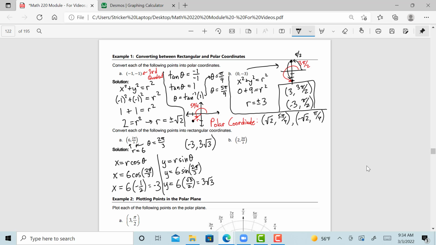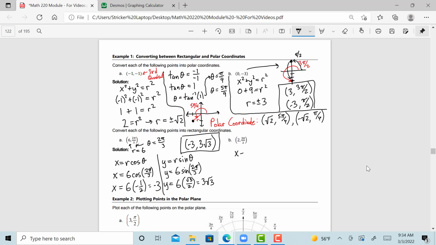That's our y value. Okay, so I did part A. You go ahead and do part B on your own. Pause the video. Okay, great. Let's go ahead and talk about the solution for B. Hopefully you're able to get that right.